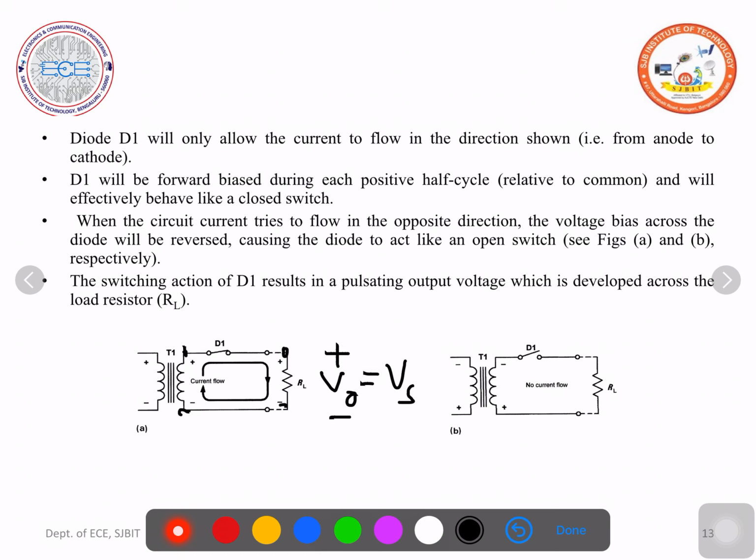Now let us move on to the negative half cycle. In the negative half cycle, it is alternating, so this terminal becomes negative and this terminal becomes positive. If you remember, the diode was connected in this direction. So the anode is at the negative potential, the cathode is at the positive potential. So the diode is reverse biased. In reverse bias, you can replace the diode by an open circuit. Now there is an open circuit here, so no current flows, and the output voltage is equal to 0.